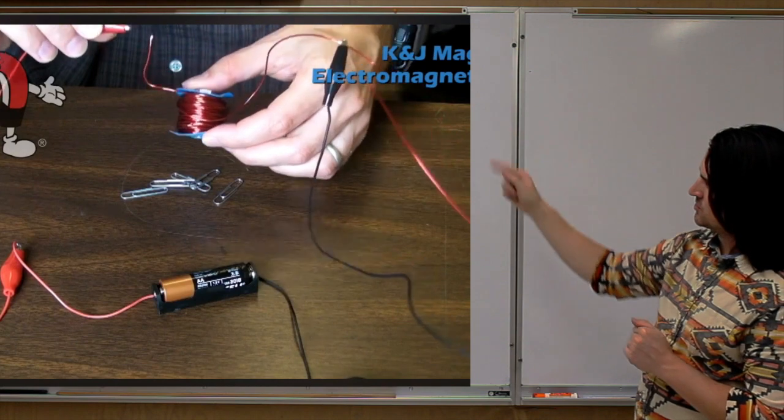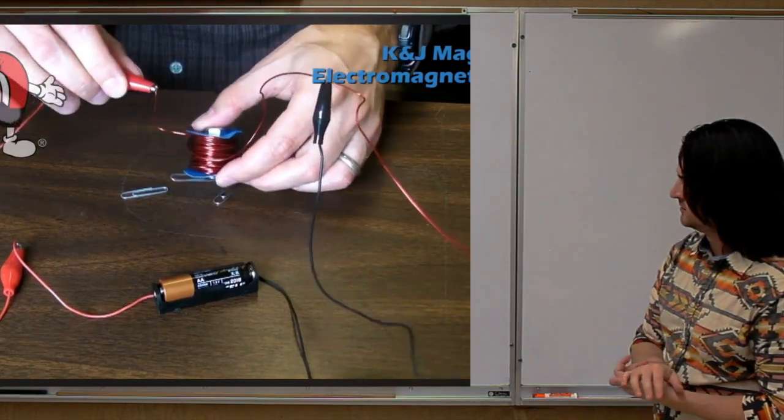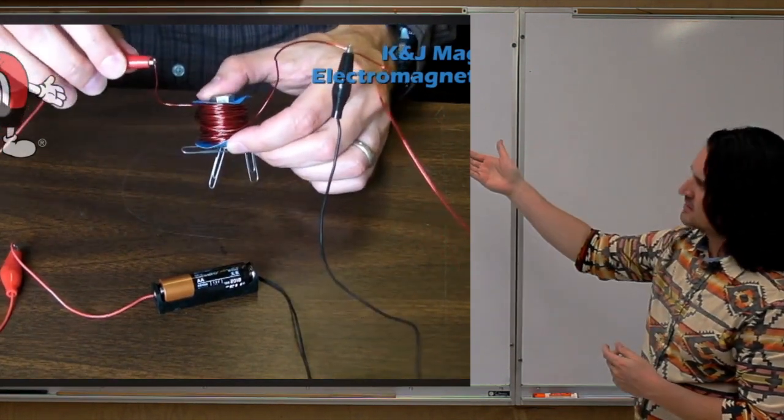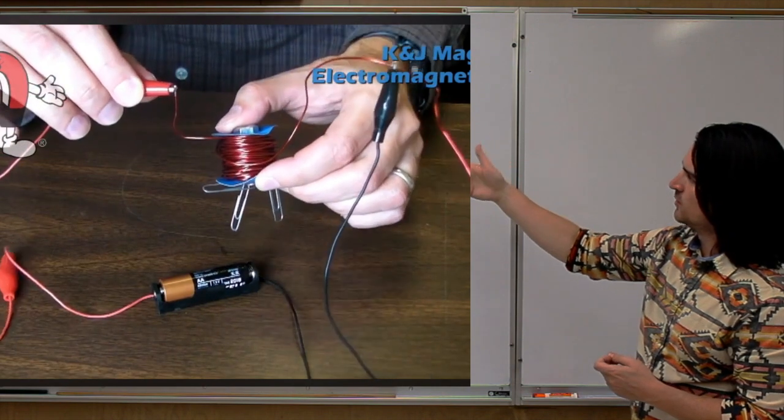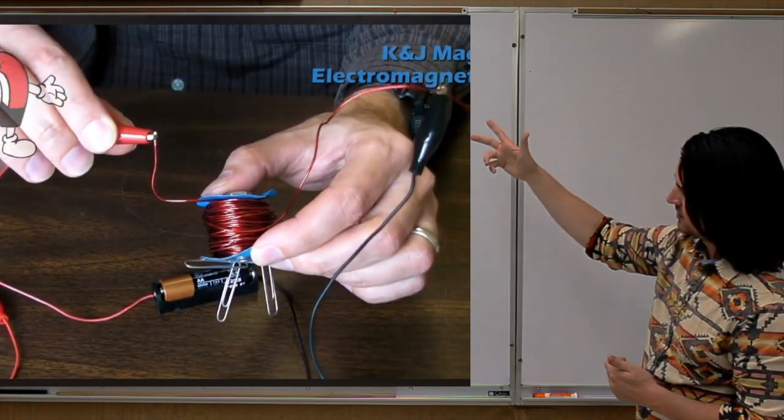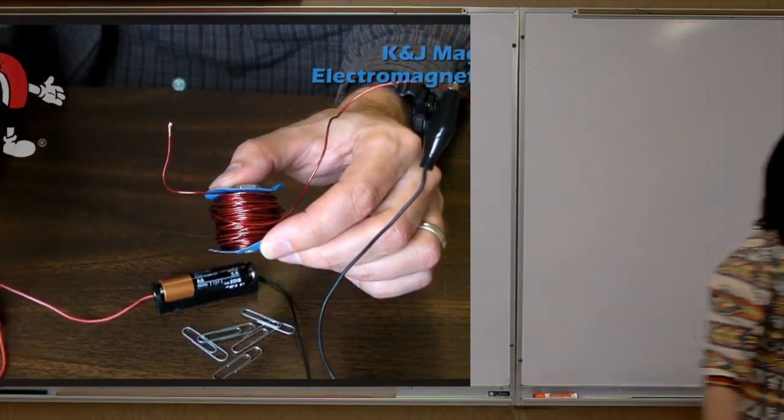So we have current flowing through this coil of wire, we make an electromagnet. And it's only a magnet. You only get that magnetic field when the current is flowing. When he takes the clip off, no longer a magnet. Or no more magnetic field.